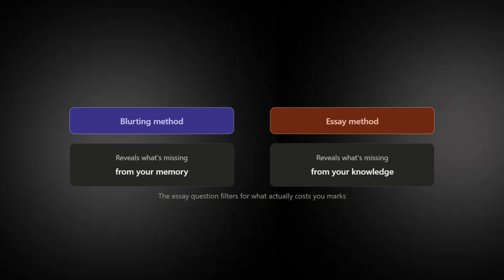That's the difference. The blurting method tells you what's missing from your memory. The essay method tells you what's missing from your knowledge. The gaps that are actually going to hurt you.